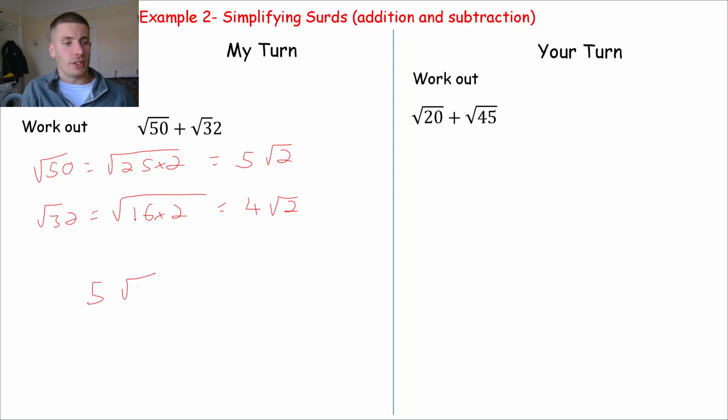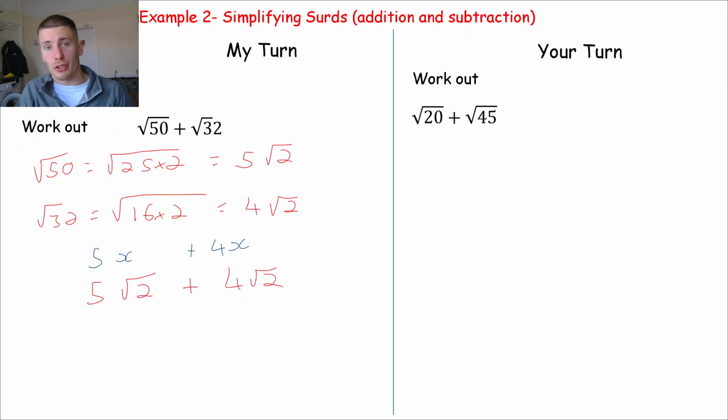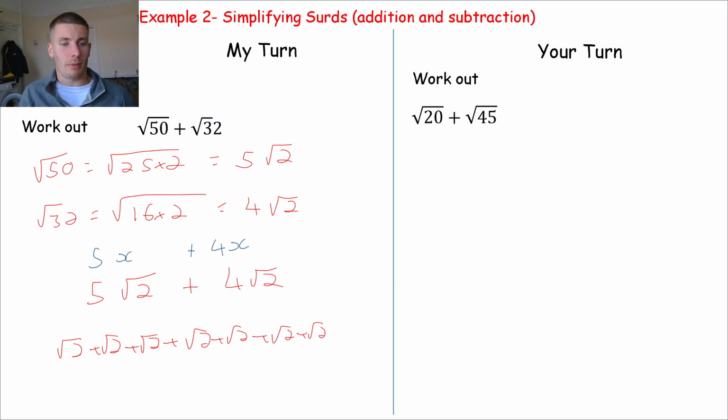So I've got 5 root 2 and I'm adding to that root 32. We've just seen that root 32 is the same thing as 4 root 2, so 4 root 2. This is a bit like if you had something like 5x add 4x, you'd get 9x, the same thing here. You've got 5 root 2 add 4 root 2, which is going to be 9 root 2. Because literally, you've got root 2 added to itself 5 times, and you're adding on 4 more. A bit of a long one to write out, but that's literally what is going on behind the scenes. So overall, 5 add 4, you get 9 root 2 as your answer.